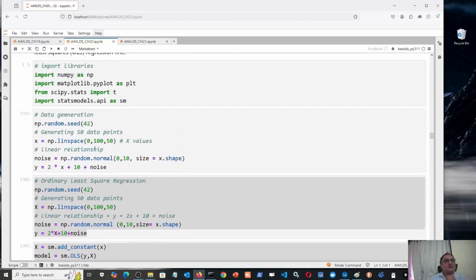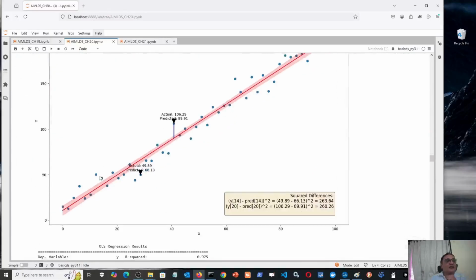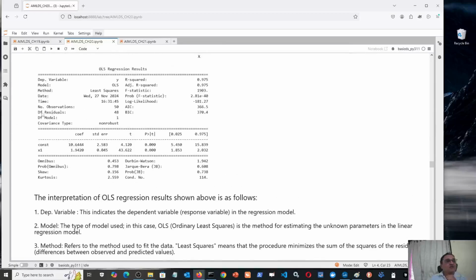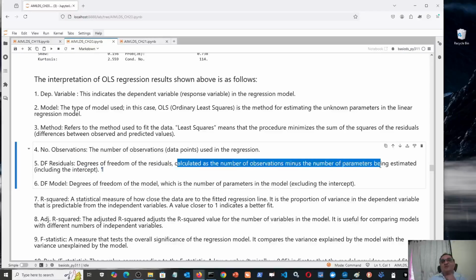Okay, but this output shows everything. So these are 50 observations that you can see here. Then DF residuals, that is 48. Now what is DF? DF stands for degree of freedom of residuals. They are calculated as number of observations minus number of parameters which are being estimated.